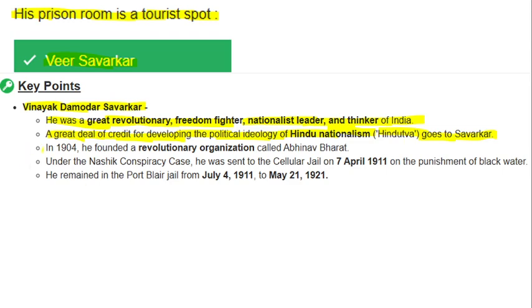In 1904, Vinayak Damodar Savarkar founded a revolutionary organization called Abhinav Bharat. Under the Nasik conspiracy case, Veer Savarkar was sent to the Cellular Jail on 7 April 1911 on the punishment of black water. Veer Savarkar remained in the Port Blair jail from July 4, 1911 to May 21, 1921.